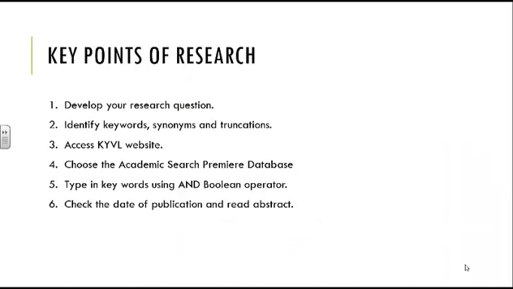So let's review your key points of research today. You're to develop your research question, identify the keywords, synonyms, or truncations that can help you in your search. We're all going to go to the KYVL website and choose the Academic Search Premier database. We're going to use keywords using the Boolean operators. And we're also going to make sure we are checking the date of publication and read the abstract to help us find the most relevant sources for our purpose today.